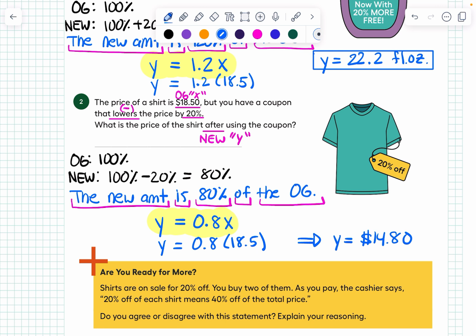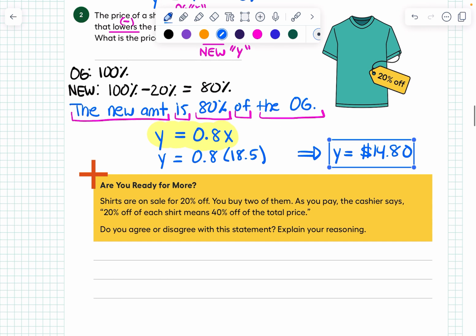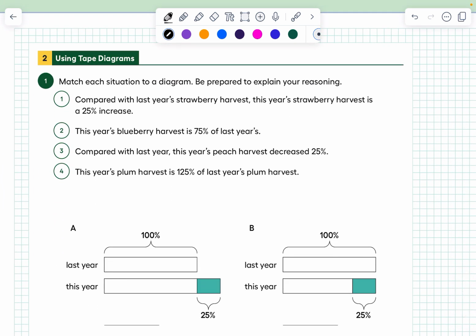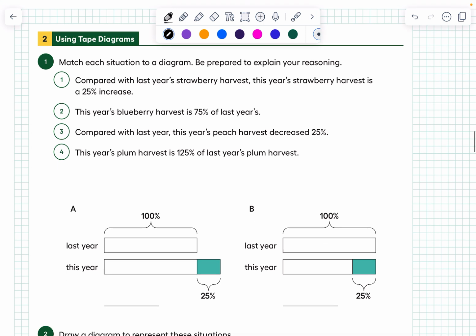Alrighty, let me double check that real quick. I got 18.5 times 0.8. Yes. All right, and we're going to box this and we're going to move on. Okay, are you ready for more? Oh gosh, no. All right, number 1, activity 2. It says using tape diagrams, match each situation to a diagram. Be prepared to explain your reasoning.